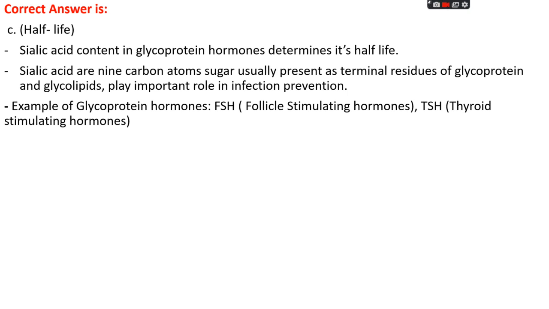Sialic acids are 9 carbon atom sugars, which usually present as terminal residue of glycoprotein and glycolipid, which mainly play an important role in infection prevention. Examples of glycoprotein hormones are follicle stimulating hormone and thyroid stimulating hormone.